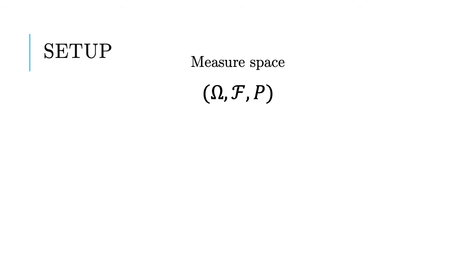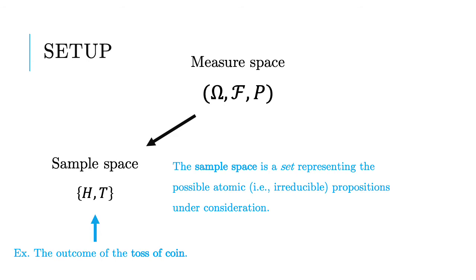So the first object in our measure space is the sample space, which we have already become acquainted with. The sample space is a set representing the possible atomic propositions under consideration. Here, for example, we think of the outcomes of a single coin flip, the single toss of a coin, heads or tails.